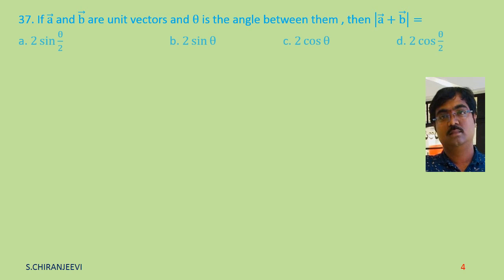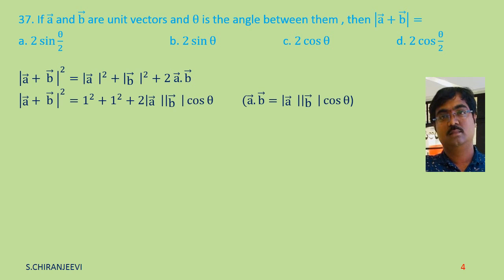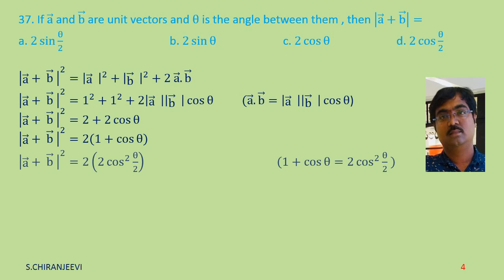options: 2 sin theta by 2, 2 sin theta, 2 cos theta, 2 cos theta by 2. So we take A plus B whole square is A square plus B square plus 2AB. A square is 1 square and B square is 1 square. A dot B can be taken as magnitude A into magnitude B into cos theta. So A plus B whole square equal to 2 plus 2 cos theta.